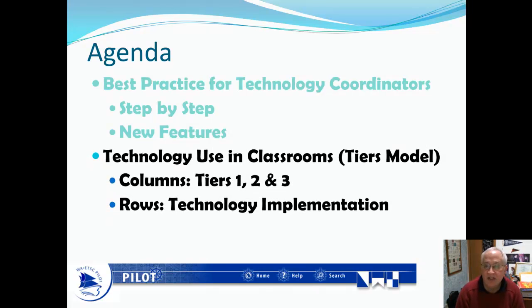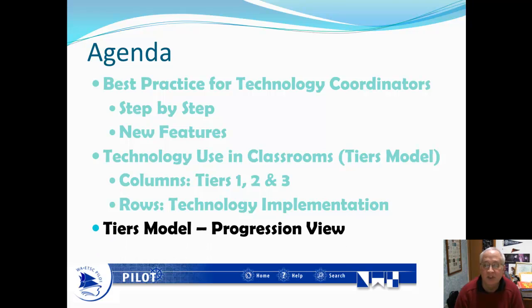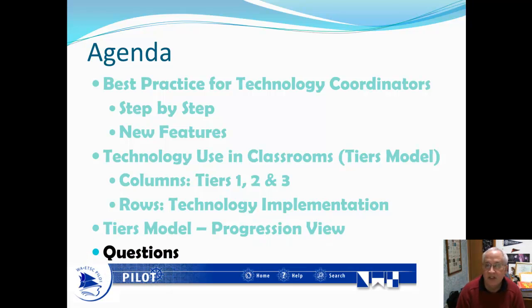We'll also talk about the technology use in classrooms model, commonly referred to as the tiers model, both the tiers 1, 2, and 3 that are related in the columns, and the technology implementation plan that's related in the various rows of the model. We're going to get into that model in greater detail and look at the progression view of it as well.